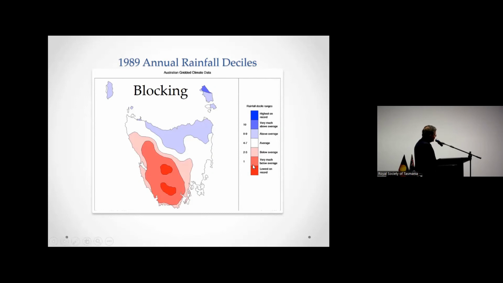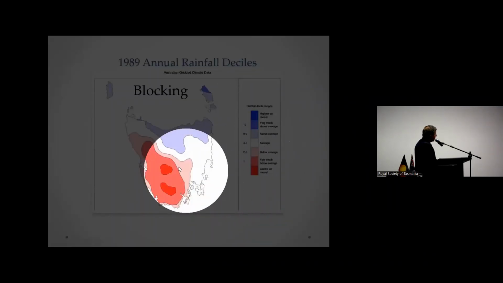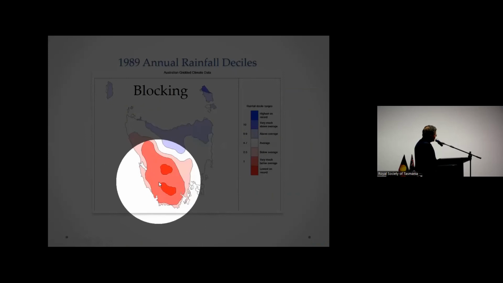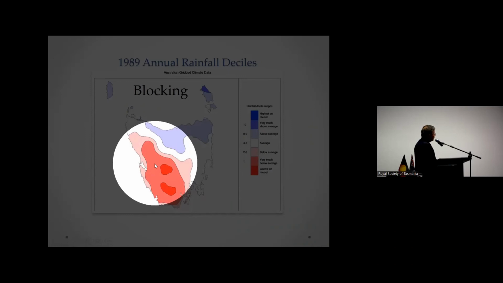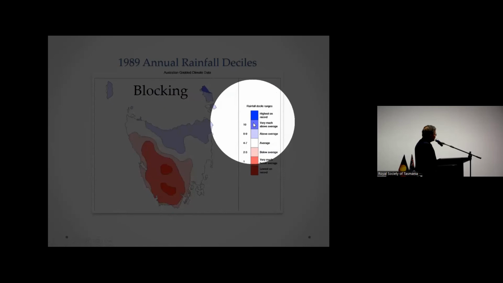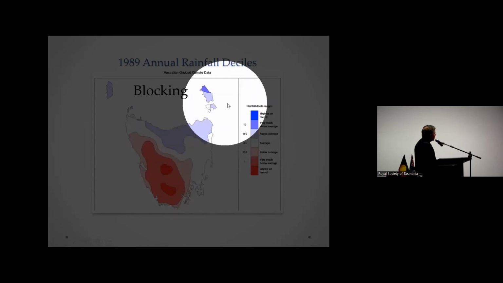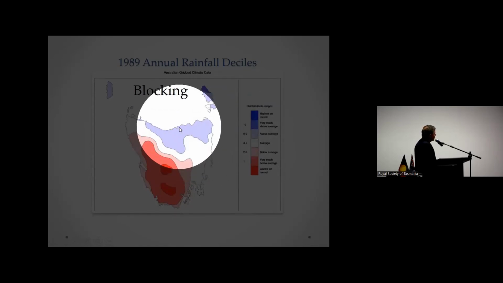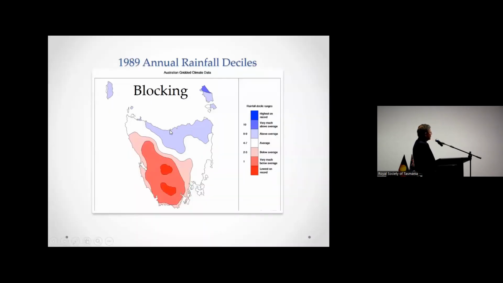So on this occasion, the southwest catchments and western catchments of the hydro received very, very low rainfall relative to what they normally receive during 1989, but blocking produced enough easterly flow through here, the northeasterlies and easterlies, to give above average rainfall over the northeast and over the Furneaux group and even into King Island. So that's an example of blocking being a major influence on our climate variability.